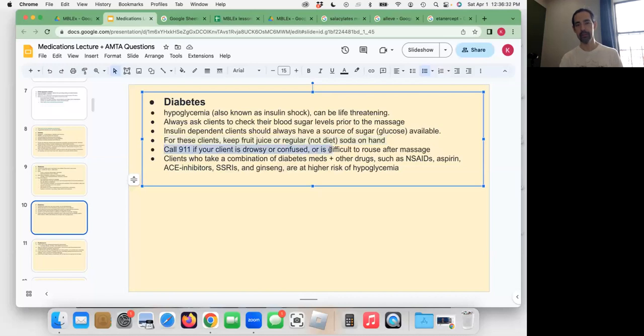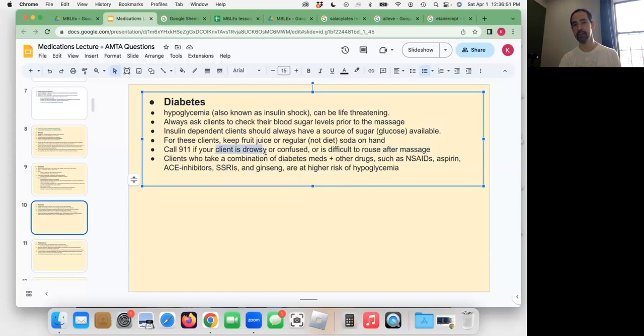And then if there's drowsiness or confusion, or if someone is difficult to rouse, if someone is non-responsive after the massage, they can't wake up and they don't respond when you tap them and call their name and ask them if they can hear you, then that's a medical emergency. You definitely need to call 911 for that.